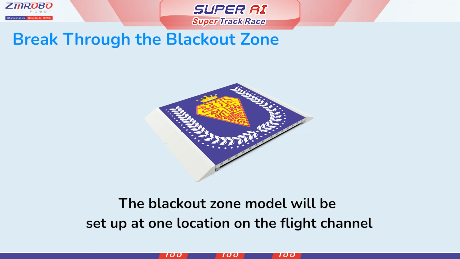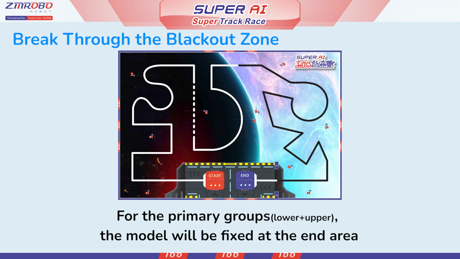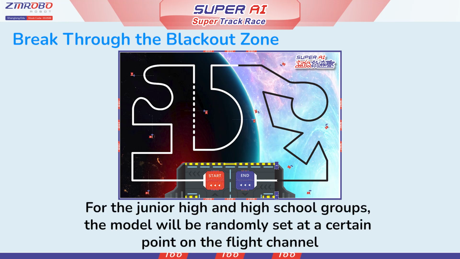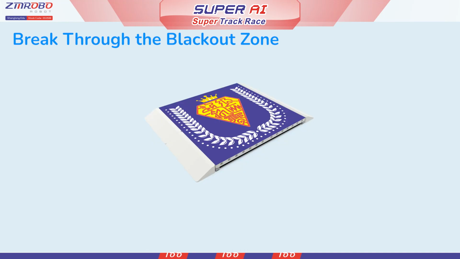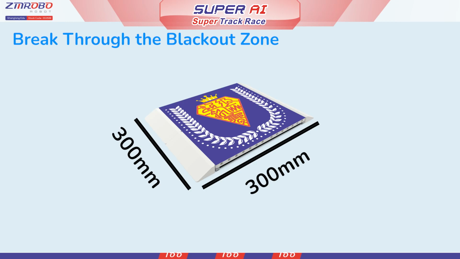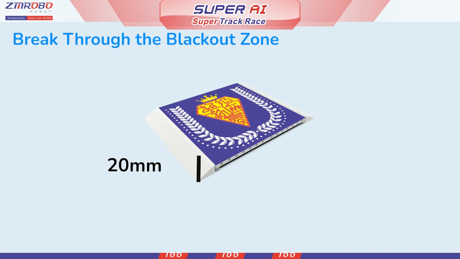Break through the blackout zone. The blackout zone model will be set up at one location on the flight channel. For the lower primary and the upper primary groups, the model will be fixed at the end area, while for the junior high and high school groups, the model will be randomly set at a certain point on the flight channel. The blackout zone model consists of a platform with a length of 300 mm, a width of 300 mm, and a height of 20 mm and 2 slopes.